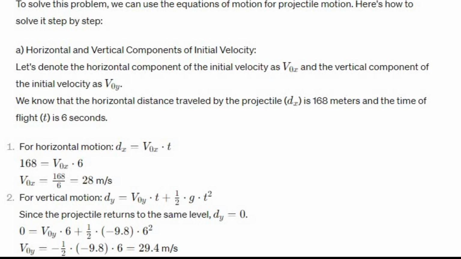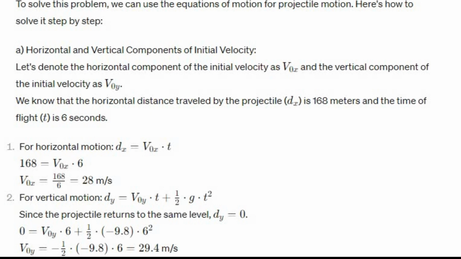is 6 seconds. For horizontal motion, dx equals v0x times t. 168 equals v0x times 6, so v0x equals 168 over 6 equals 28 meters per second. For vertical motion, dy equals v0y times t plus half times g times t squared. Since the projectile returns to the same level, dy equals 0.